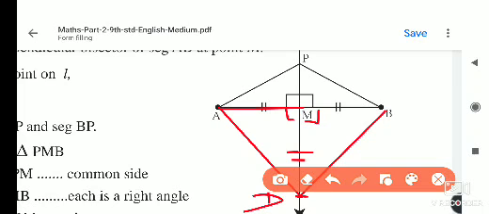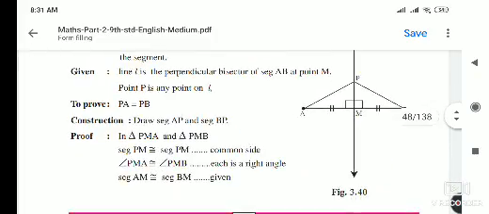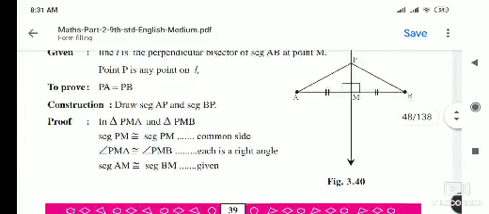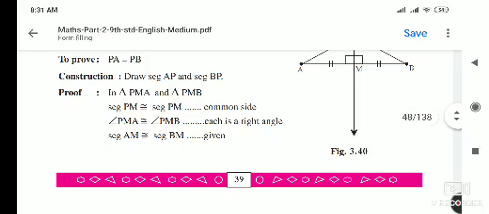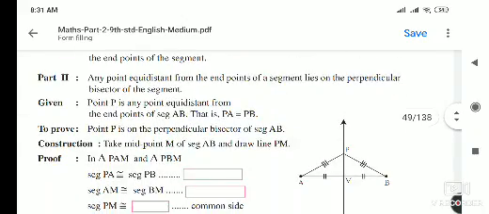Then triangle AMD is congruent to triangle DMB, and if these two triangles are congruent, the corresponding side AD is congruent to DB, which means the length of AD is equal to the length of BD. So in that way we can show that any point which lies on the perpendicular bisector of a segment is equidistant from the endpoints of the segment.